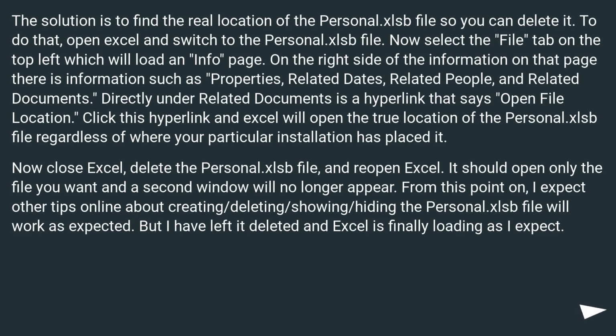Now close Excel, delete the personal.xlsb file, and reopen Excel. It should open only the file you want and a second window will no longer appear. From this point on, I expect other tips online about creating, deleting, showing, or hiding the personal.xlsb file will work as expected. But I have left it deleted and Excel is finally loading as I expect.